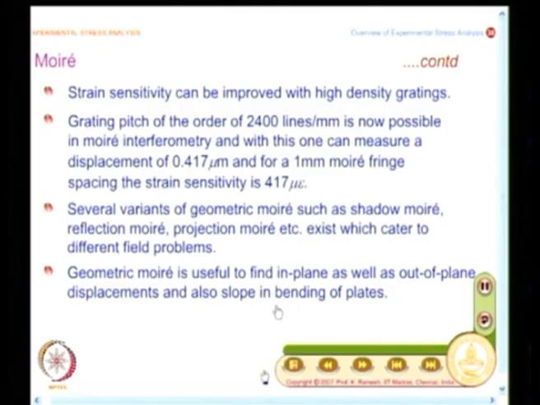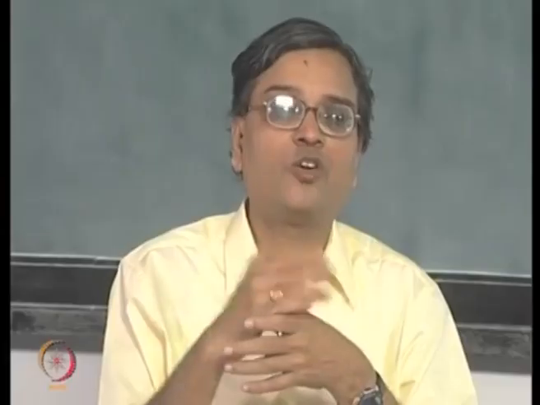So, you have to use a particular kind of Moiré for a particular application, like you use reflection photoelasticity for the prototype analysis. If I want to find out out of plane displacement, I will go for geometric Moiré, I will go for shadow Moiré, and if I want to find out curvature or slope, I will have to use the appropriate Moiré method, and if I want finer and finer measurement, I will go for Moiré interferometry, I can go for very small measurement of strain.